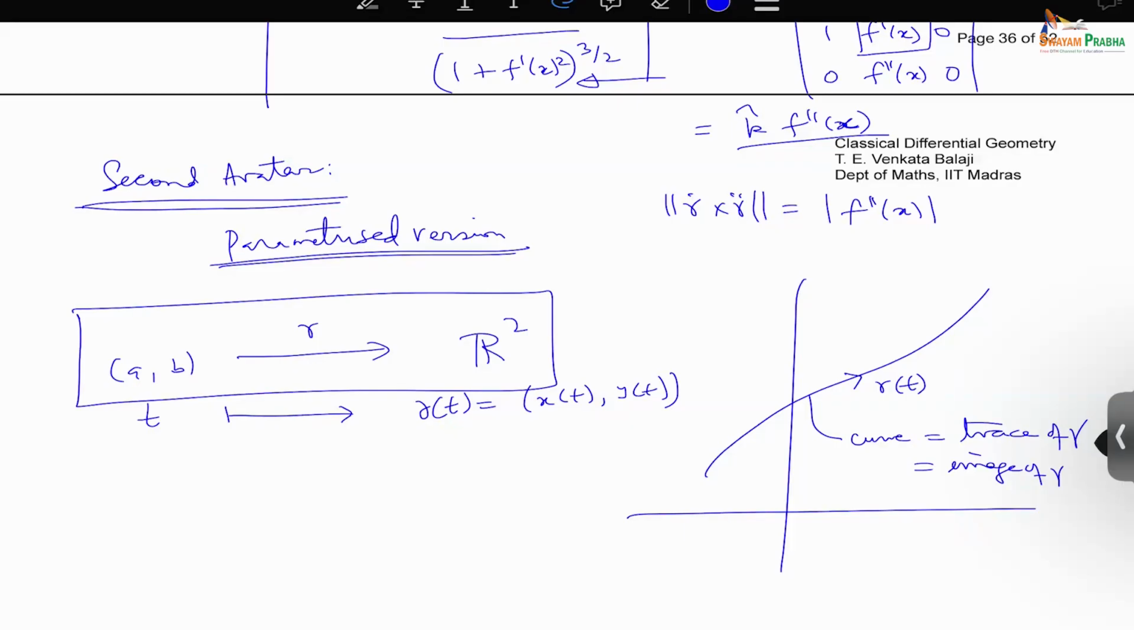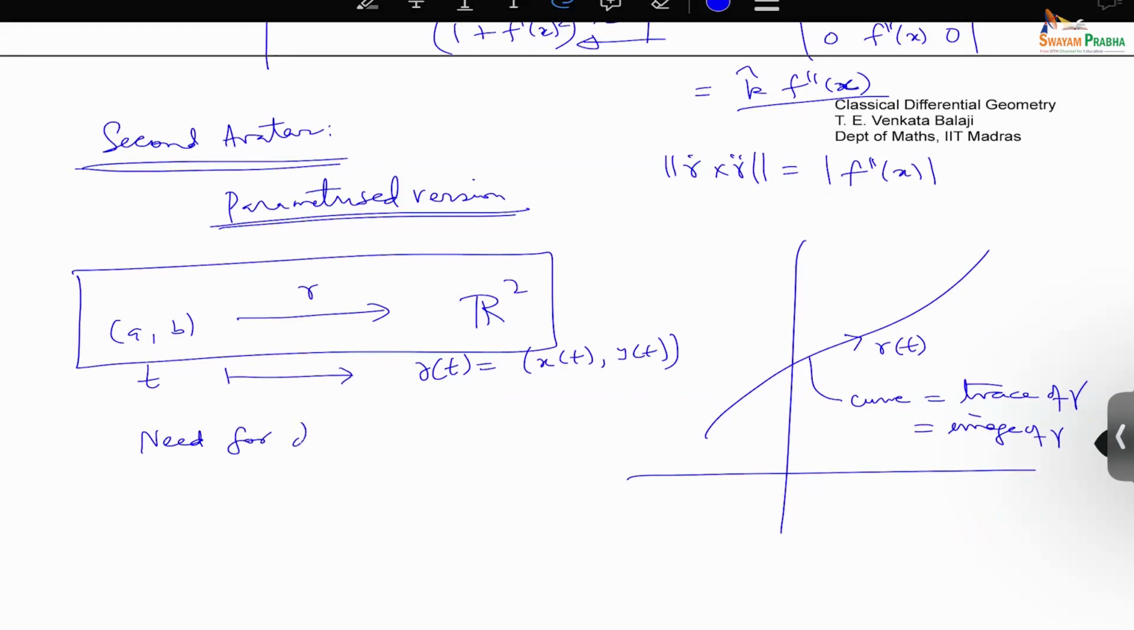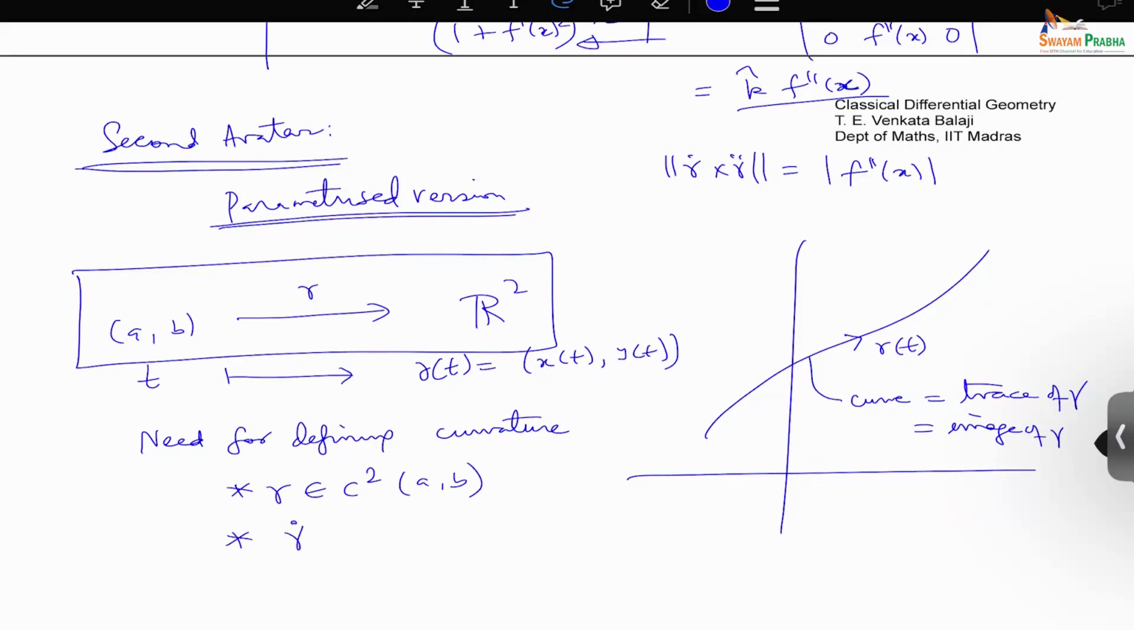In this avatar, of course, we have already made the derivation. You need gamma to be second continuously differentiable, and you need that gamma dot never vanishes. So, for defining curvature, you need that gamma is C2 in AB. This is the same, it's second continuously differentiable. That means both x t, y t should be twice differentiable in t, and the second derivatives must be continuous, that is x double dot t, y double dot t must be continuous. Then the other important condition is that gamma dot never vanishes.